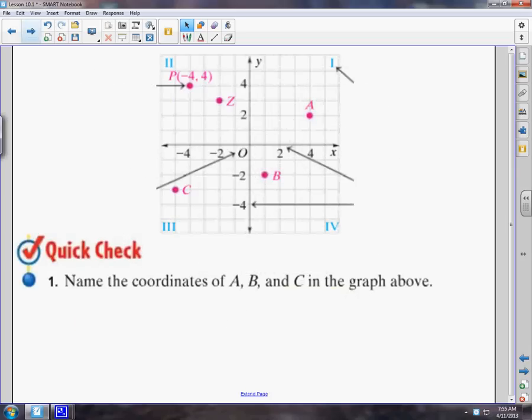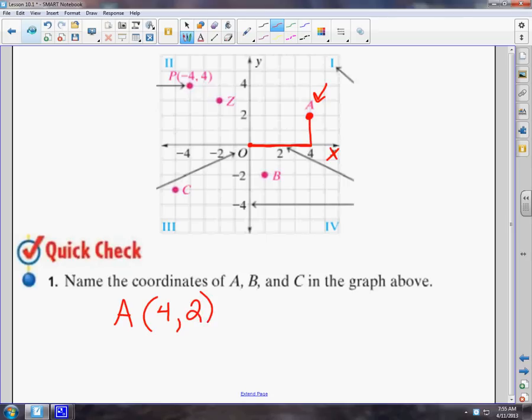Okay, so this one says, name the coordinates of A, B, and C in the graph above. So if I took point A, I'd look right here and see, okay, here's point A. First you start here and you go over. One, two, three, four. So that is my X. I'm going over on the X axis. And then I'm going to go up two. That is my Y.